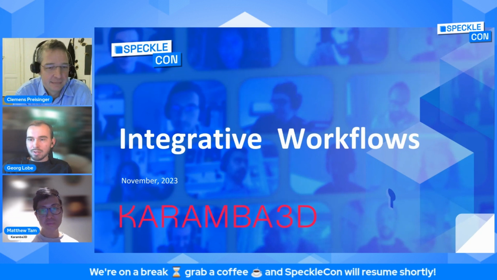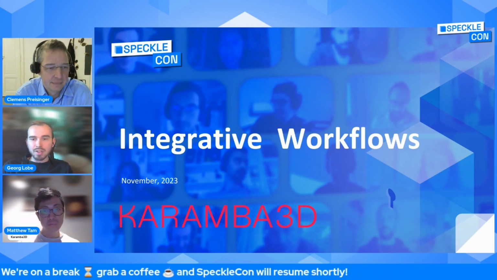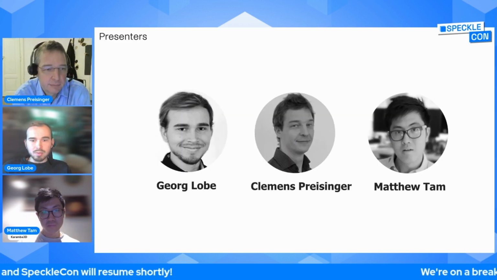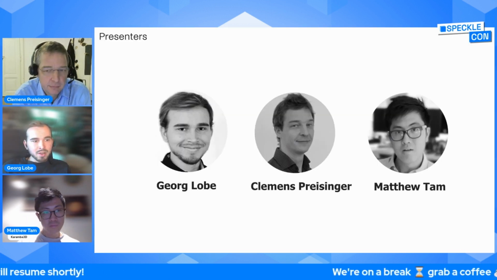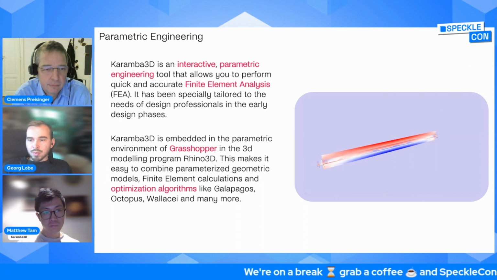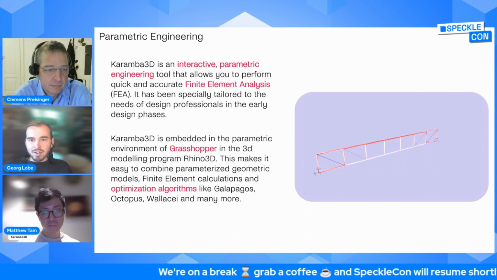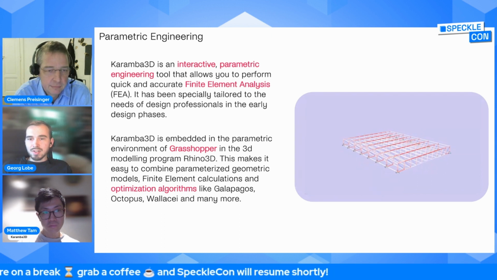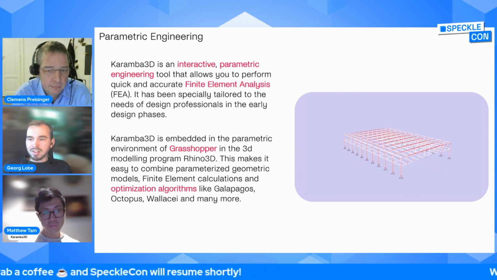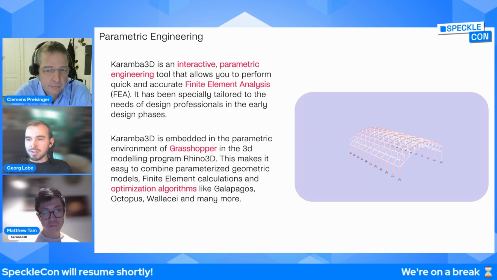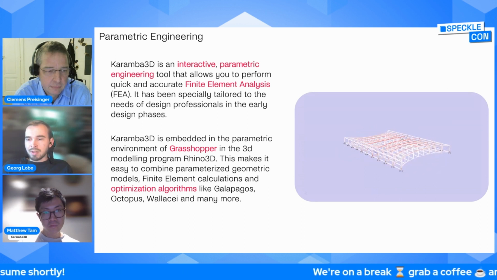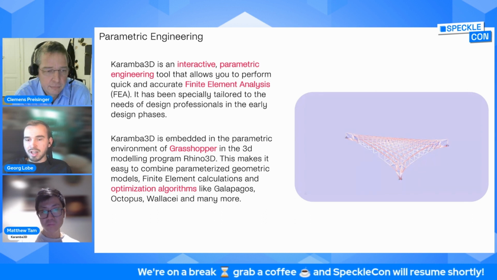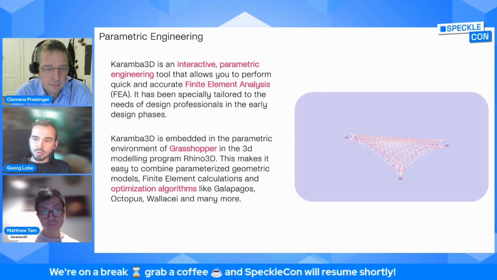I will be talking about integrative workflows with Karamba3D and the current developments on it. I'm here with Clemens Preisinger and Matthew Tam. First things first, what is Karamba3D? It's an interactive parametric engineering tool. It allows finite element analysis embedded in the Grasshopper and Rhino environment, where you can parametrically use optimization algorithms like Galapagos or Octopus or Wallacei.